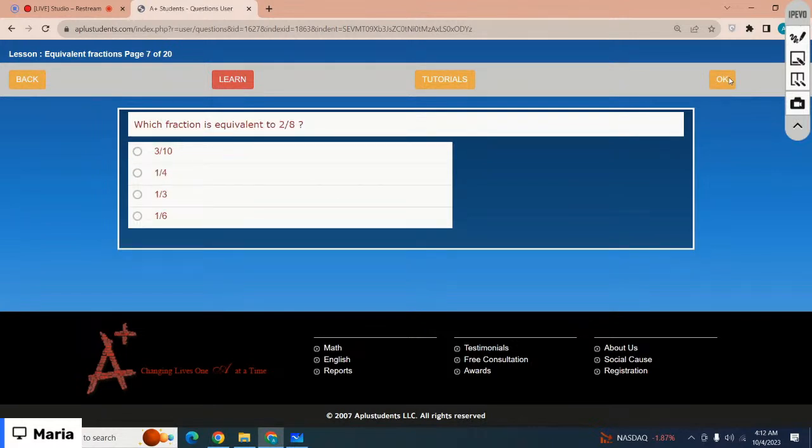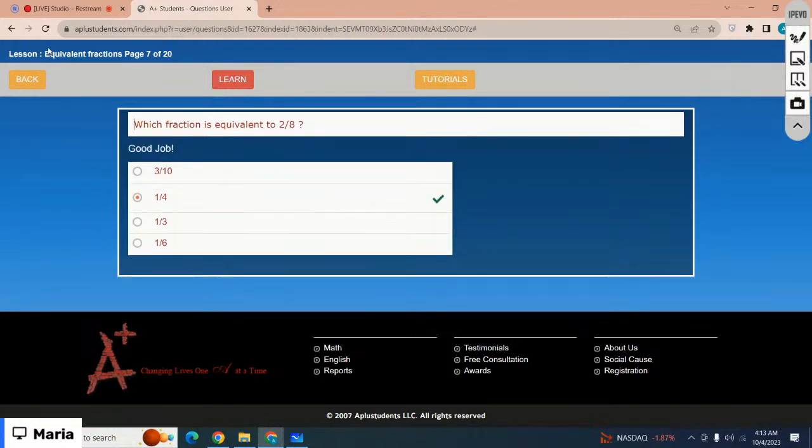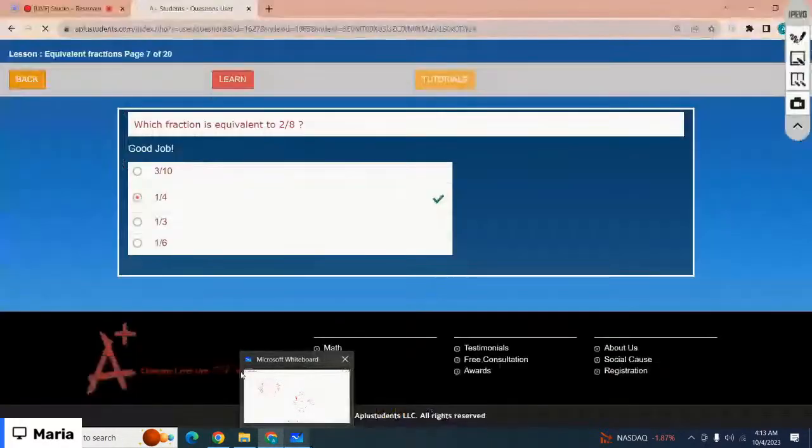Okay, what fraction is equivalent to 2 over 8? Which is the correct option? Very good. That would be 1 over 4, right? Okay, you can complete the lesson by yourself later today. So let me just move on to next lesson, and I think the next one is simplify fractions.